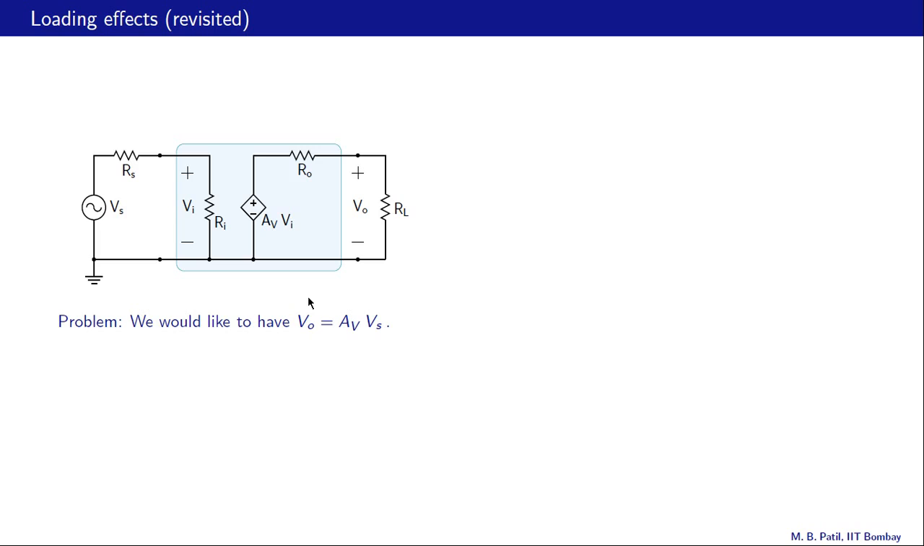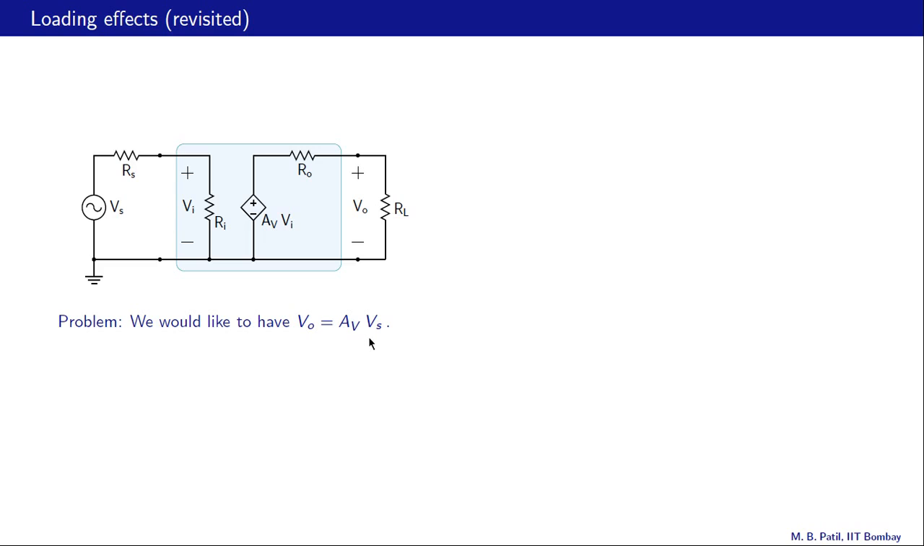We now return to our original problem. We have a source with source voltage Vs, source resistance Rs. Our load resistance is RL. We want to apply an amplified Vs across RL, and this is the amplifier we want to use, which has a voltage gain of AV. So what we would like is VO to be equal to AV times Vs.